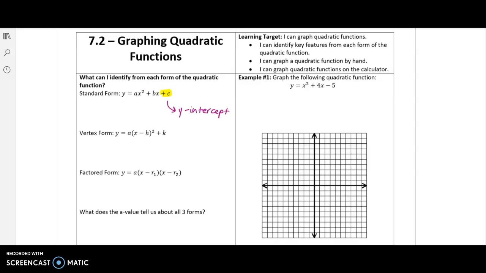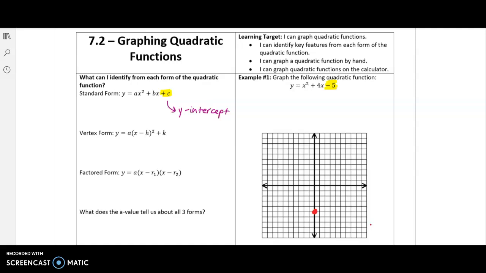So as an example, if you see the function on the right in example number one, we can see that the c value in that function is negative 5, therefore that is our y-intercept. And we can actually go ahead if we want to and plot that point right now at 0, negative 5. Okay. The a is also important, and we'll talk about that after we look at the other two functions.